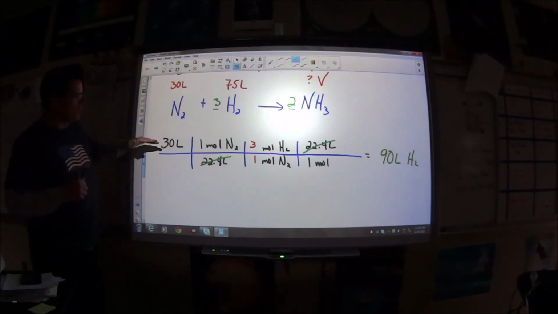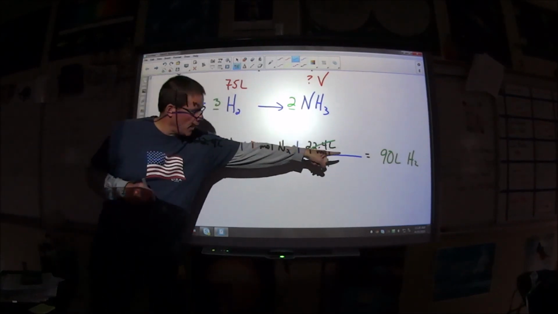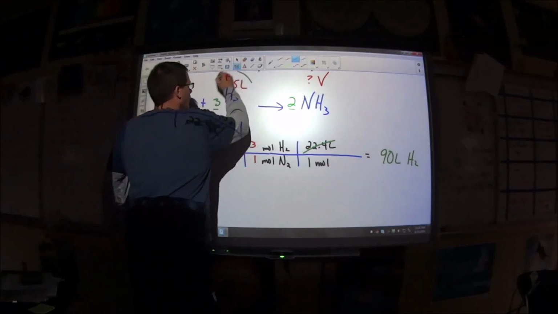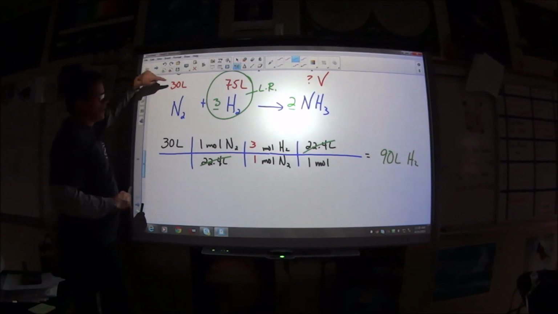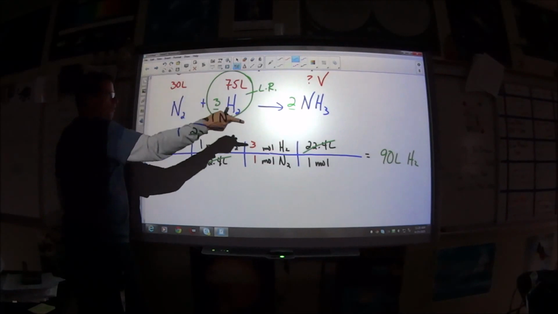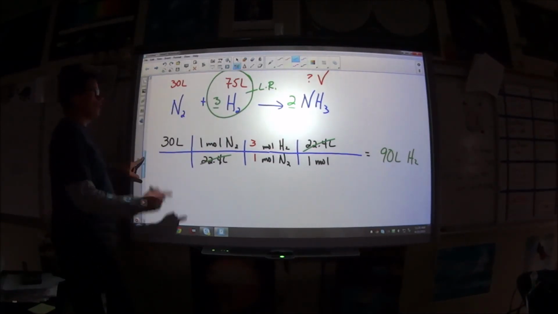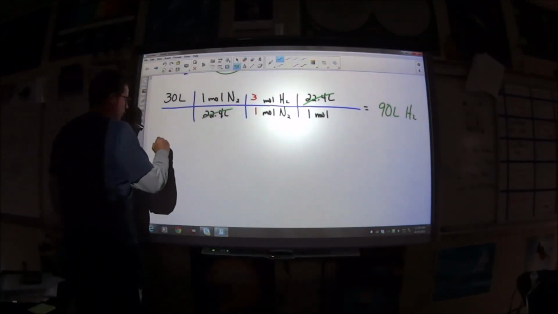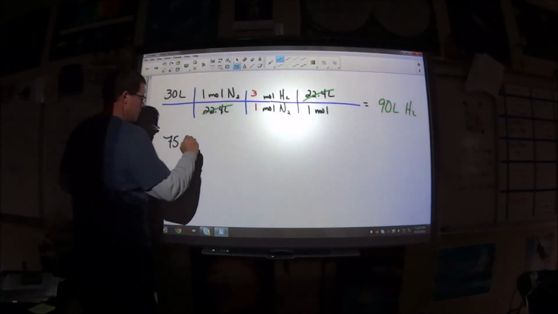All right, so here we have to talk ourselves through this. If we used all 30 liters of nitrogen, I would need at least 90 liters of hydrogen. How much do I have? Not enough. Very good. So that is my limiting reactant. There is no way that I'm going to be able to use all of my nitrogen because I don't have enough hydrogen. I need 3 times as much hydrogen as I do nitrogen. So my hydrogen is my limiting reactant, so I'm going to use that amount to answer the question, which is asking for the volume. So 75 liters of hydrogen.